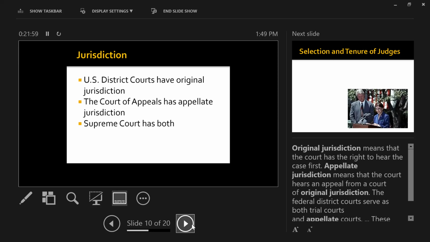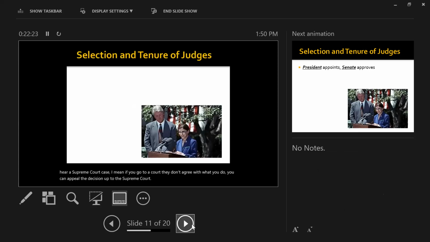So what this means is, let's say you have a court case where your right to freedom of speech has been violated in a way that you think is very unique and should be heard by the Supreme Court. You can appeal to the Supreme Court directly. Or if you go to a court and they don't agree with what you do, you can appeal the decision up to the Supreme Court. Okay.